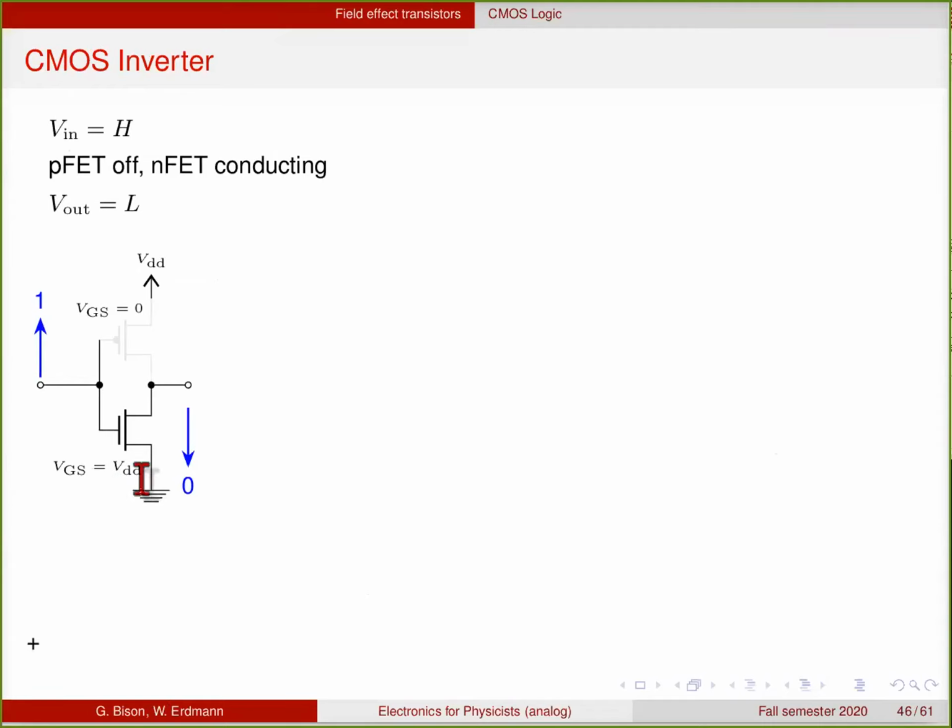When the input is high, the NFET gate is high, therefore the NFET is on, while for the PMOS here, the gate source voltage of the PMOS is 0. So the PMOS has the source up here.